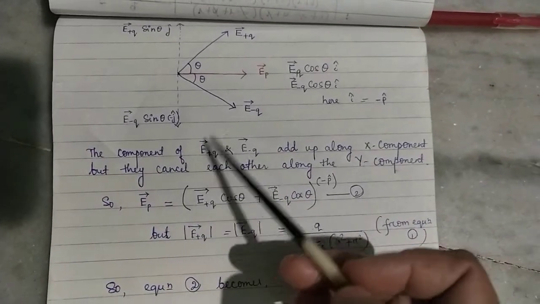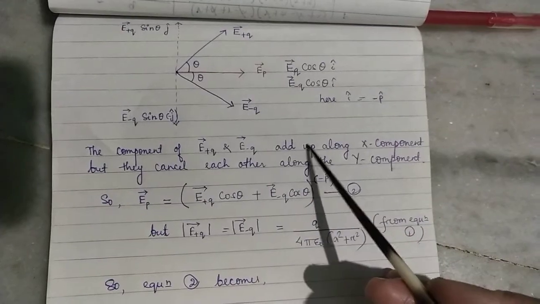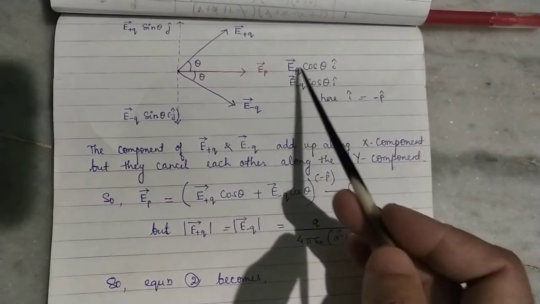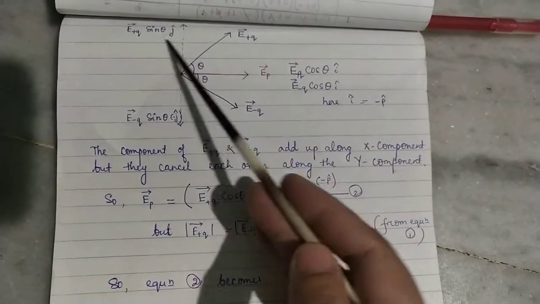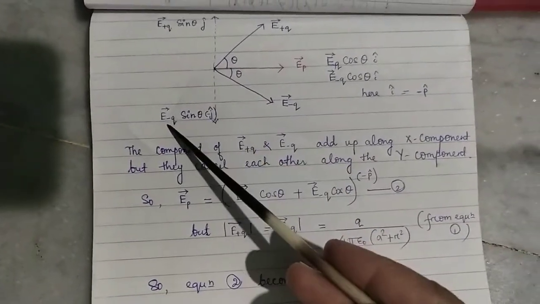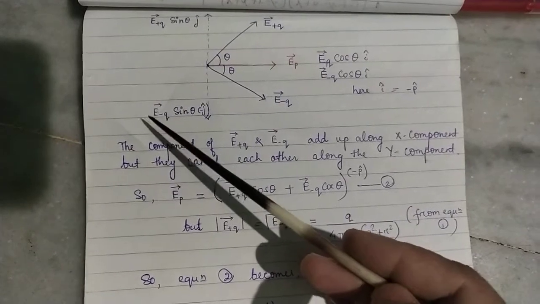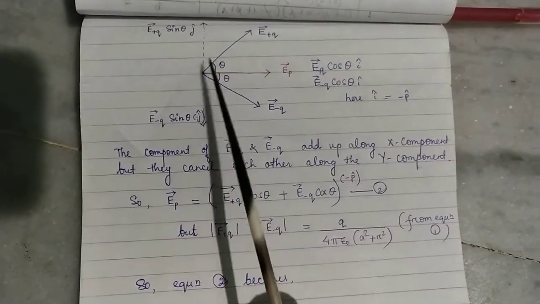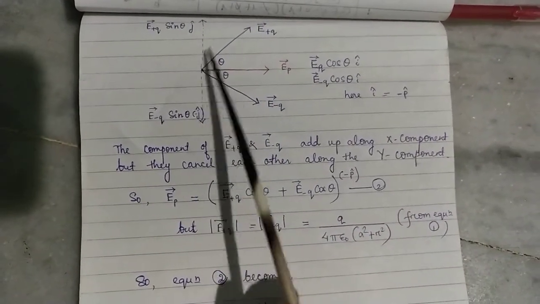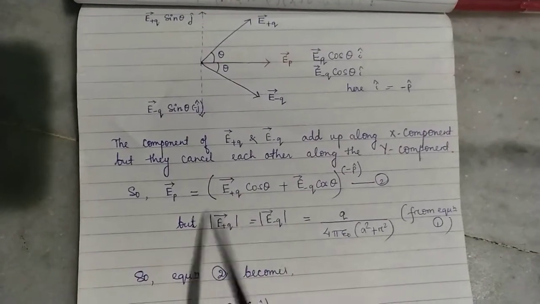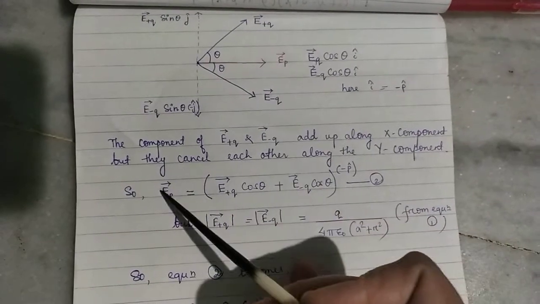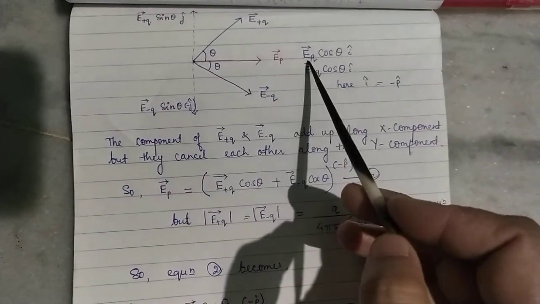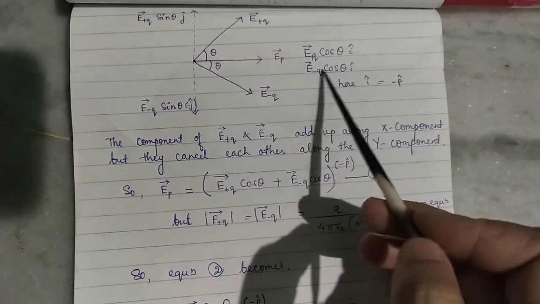So what will we do? The components of E plus Q and E minus Q add up along the x component. Okay, we can add this because they have the same direction, but they cancel each other along y. Magnitude is same. We have already seen the magnitude of the electric field due to plus and minus charges is same. So the direction is opposite, so they will be cancelled along the y component. Okay, so what will be the magnitude? What will be the value of electric field at point P?